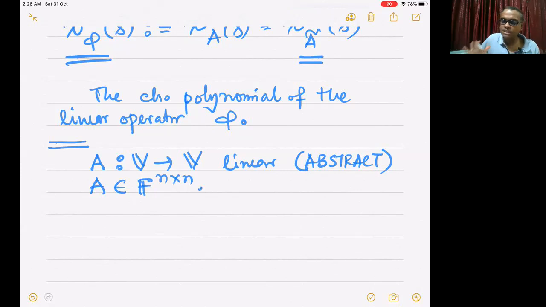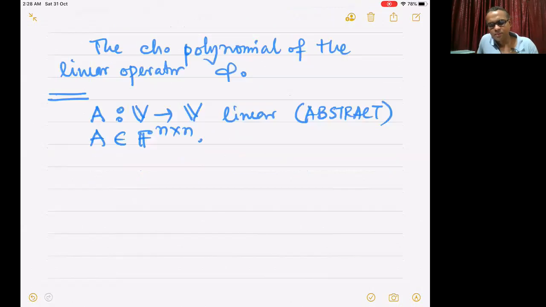But we are going to use the same symbol A, unless otherwise specified. All right. So I hope this idea is clear.